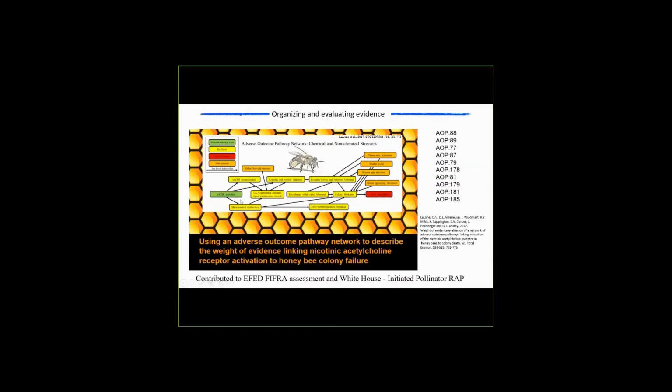And so how do all these different lines of evidence relate together? How do they support one another? Where are the gaps in our knowledge? And so this type of information was organized into an adverse outcome pathway network that also integrated potential non-chemical stressors that could interact with these various key events, so things like varroa infestation or weather events. And so this all contributed to an assessment of potential contributions of neonicotinoids to impacts on pollinators.